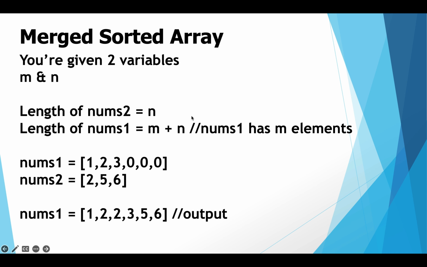Let's see the problem statement with the help of this example. As you can see, the array nums1 has these elements 1, 2, 3, and finally this array has 3 zeros. Of these, the first three elements, that means 1, 2, 3, belong to this array nums1, and the last three cells that contain zeros are there to accommodate elements from this array nums2. After merging the two arrays, the array nums1 will become like this. Note that the integers are sorted in ascending order.